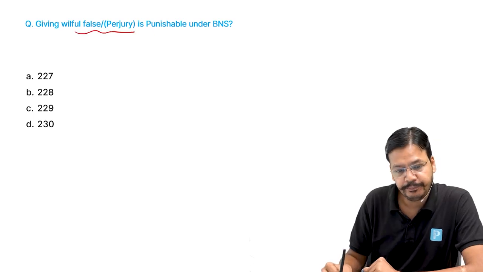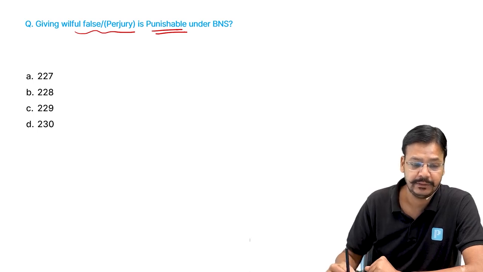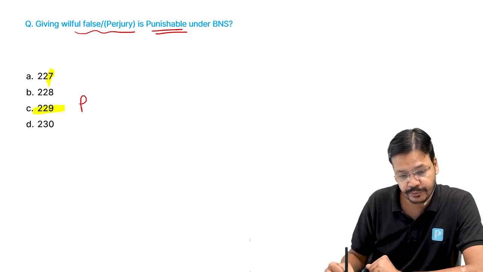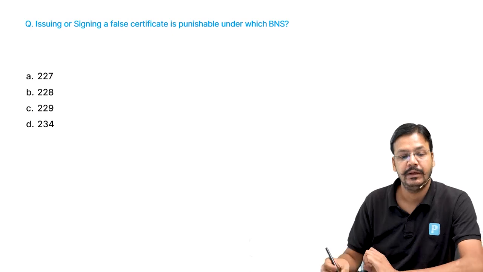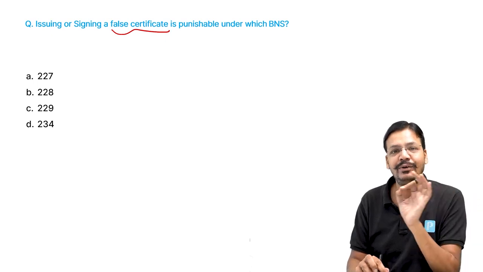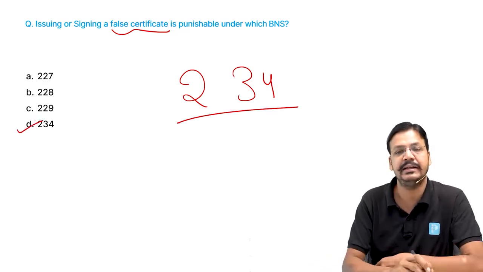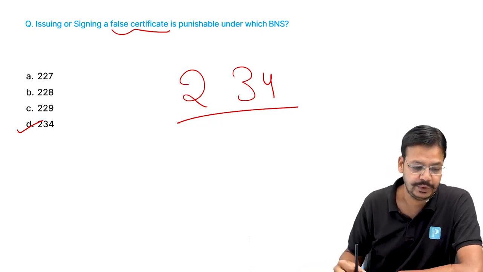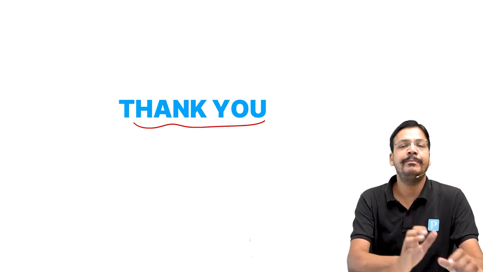Dr. Saab, perjury is punishable. They asked about the perjury definition. Perjury is a 7-letter word, 227, that's the definition. But they asked about the punishment. Perjury punishment is 229 BNS. Sir, false certificate. If you issue 1, 2, 3, it's a true certificate. 2, 3, 4 is a false certificate. It is 2, 3, 4 BNS. It is not IPC, it is BNS. 2, 3, 4 BNS.